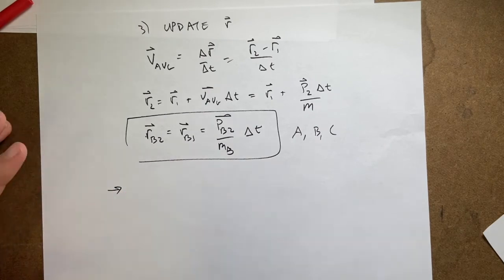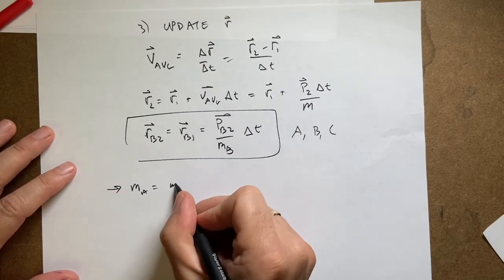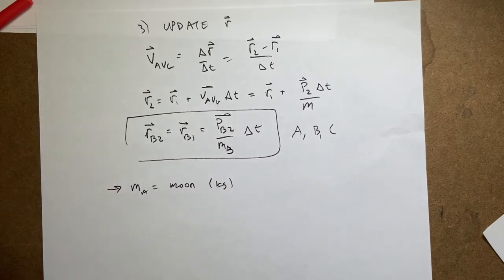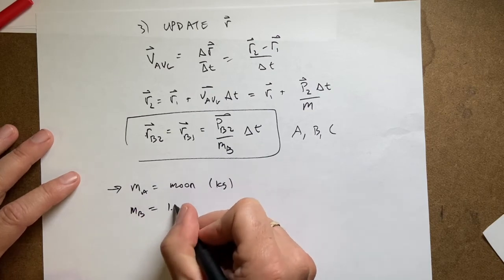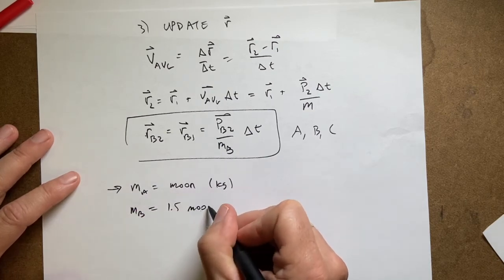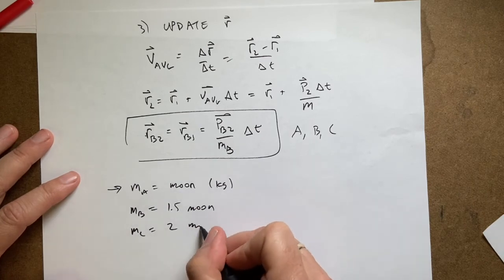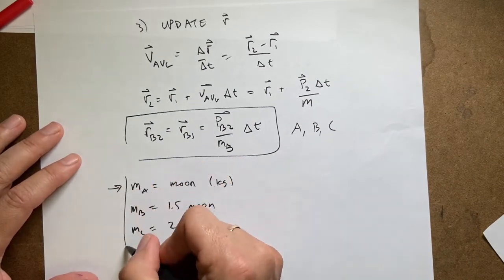One, I'm going to pick the masses. I'm going to say MA is the moon in kilograms, and I don't remember what that is off the top of my head. I'm going to say MB equals 1.5 moon, our moon, and then MC equals 2 moon. Now I need their starting positions.